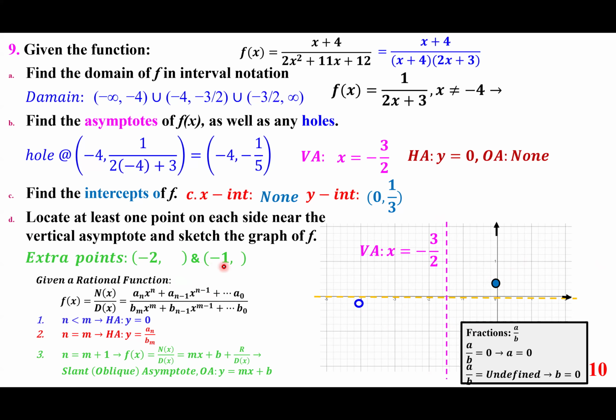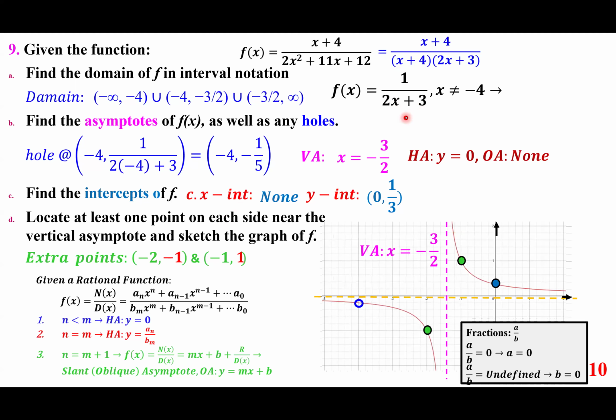For this side, let's go with easy numbers. -2 and -1 result in easy results. So if I put -2 in here, I get -4, +3, -1. 1 over -1 is -1. If I put -1, I get -2, +3 is +1. 1 over 1 is 1. So those are the pairs. Plot those, put them together. There's your graph, and you're done.